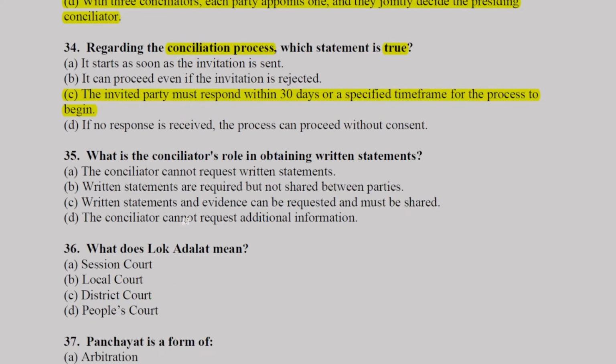What is the conciliator's role in obtaining a written statement? The conciliator cannot request a written statement. The written statements are required but not shared between parties. No, written statements and evidence can be requested and must be shared. So the answer is C.